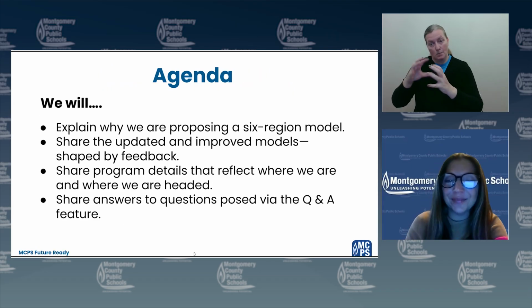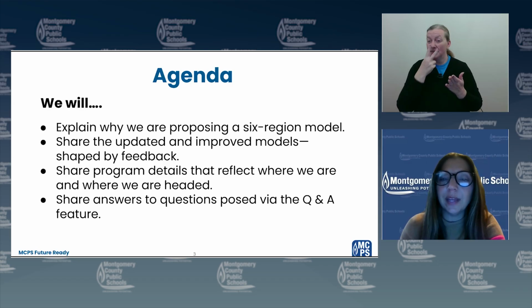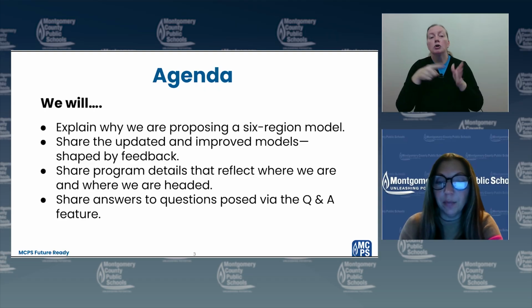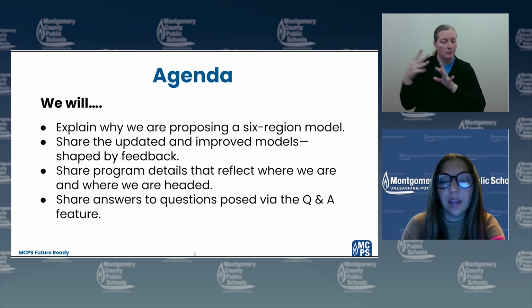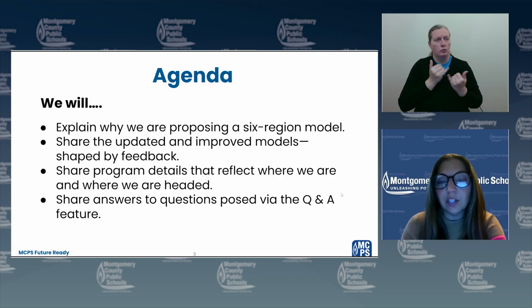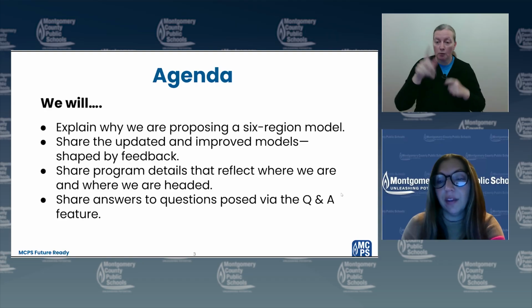Okay, here's our agenda. During this session, we will explain the 6-region model as well as why MCPS is proposing it. We will share the updated and improved models that were shaped by feedback. We will also provide details about some of the programming to help clarify our current thinking and where we're headed. We will wrap up the session with responses to questions posed via the Q&A feature.